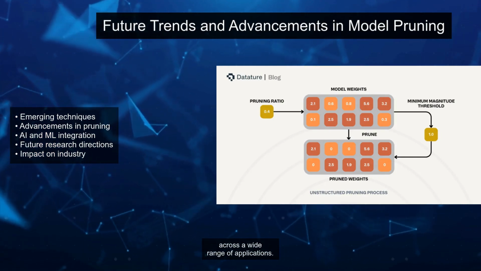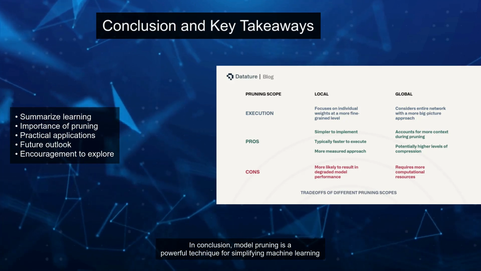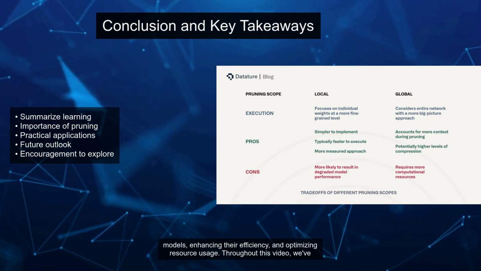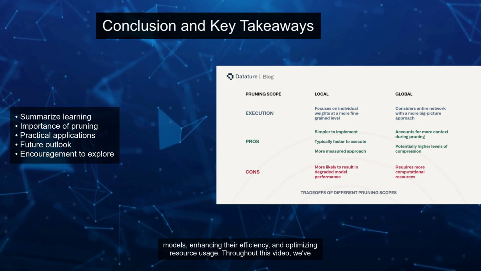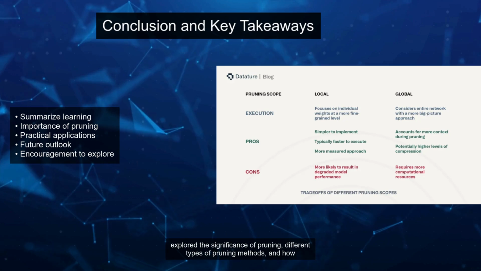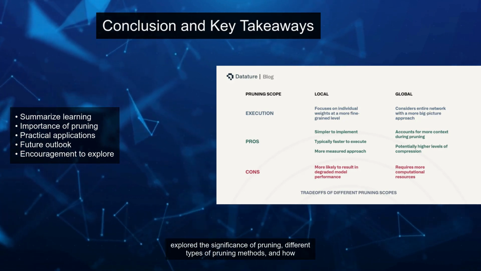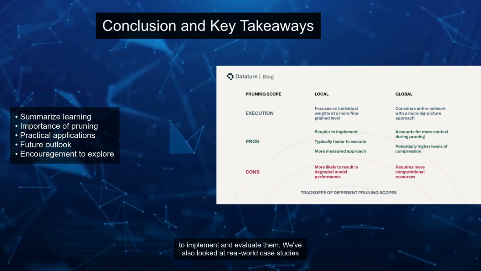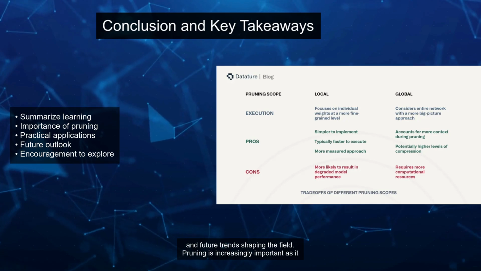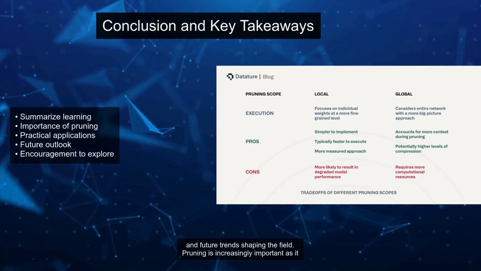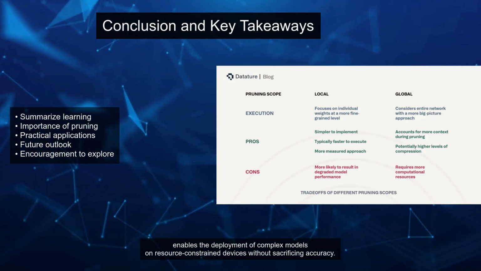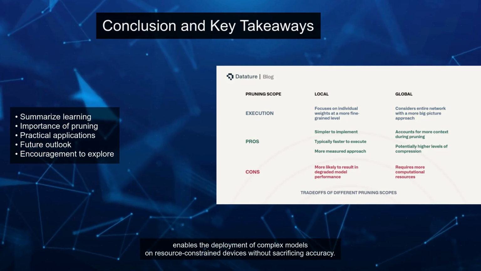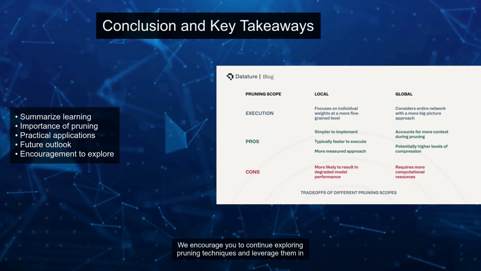In conclusion, model pruning is a powerful technique for simplifying machine learning models, enhancing their efficiency, and optimizing resource usage. Throughout this video, we've explored the significance of pruning, different types of pruning methods, and how to implement and evaluate them. We've also looked at real-world case studies and future trends shaping the field. Pruning is increasingly important as it enables the deployment of complex models on resource-constrained devices without sacrificing accuracy.